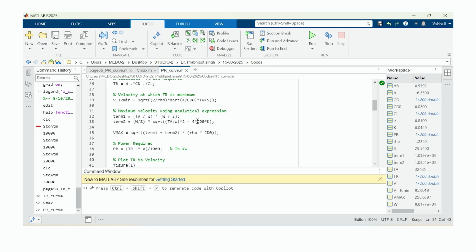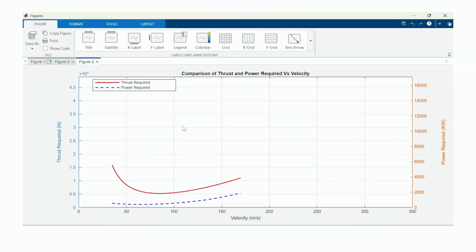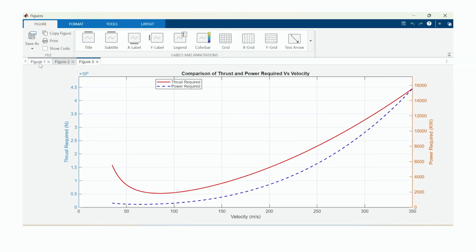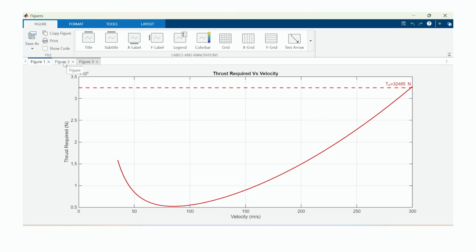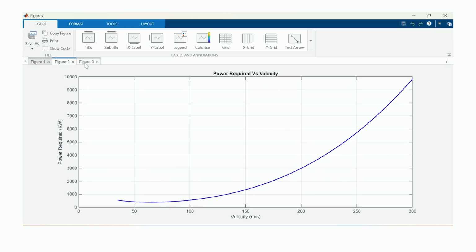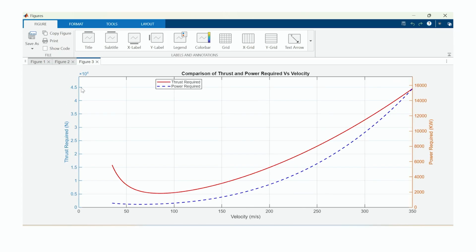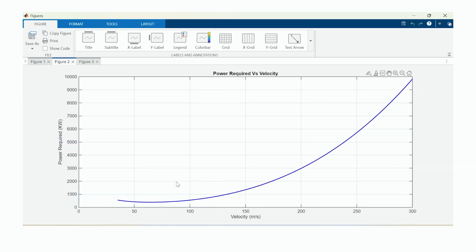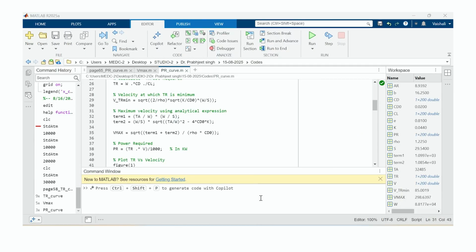So this was the MATLAB code that we had written before. Let me rerun this code for you, where we obtained different figures. Figure 1 was thrust required with velocity, figure 2 is power required with velocity, and figure 3 was the combined result of these two. Alright, now let me write here the velocity at which power required is minimum.